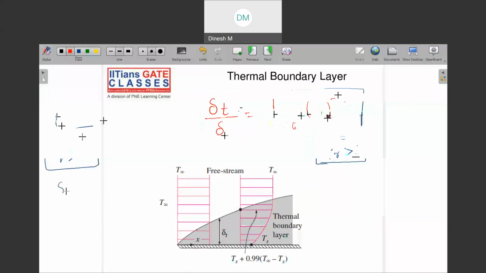Similarly, what is this ratio? Delta T upon delta is less than 1. Similarly, if your Prandtl number is less than 1, this is again nu upon alpha less than 1. Can you see that alpha is greater than nu? Then your delta T will be greater than delta.